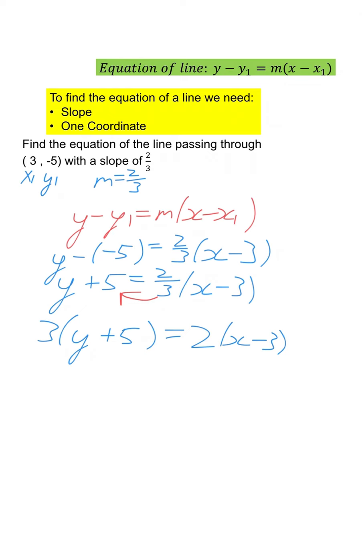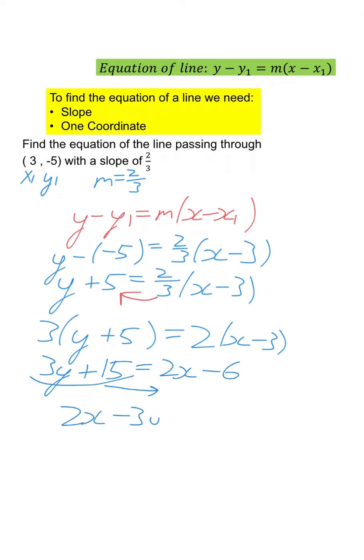Okay, let's expand this. So we'll have 3y plus 15 is equal to 2x minus 6. So we want to have x positive, so it's positive on the right. So we're going to bring all of this over to the right, remembering to change the sign. So we'll have 2x minus 3y. Still have my minus 6, and then I have minus 15. And this is 0 equal to this. So then my final answer is 2x minus 3y minus 21 equal to 0. And that's it.